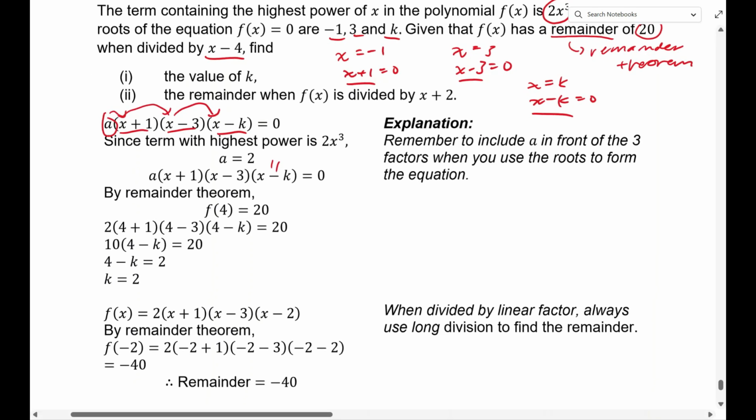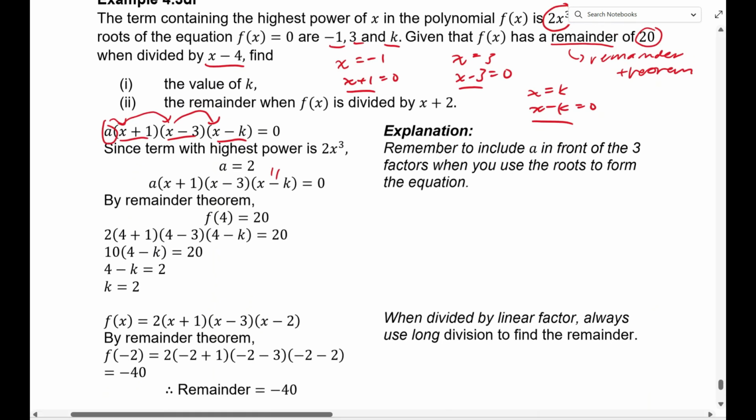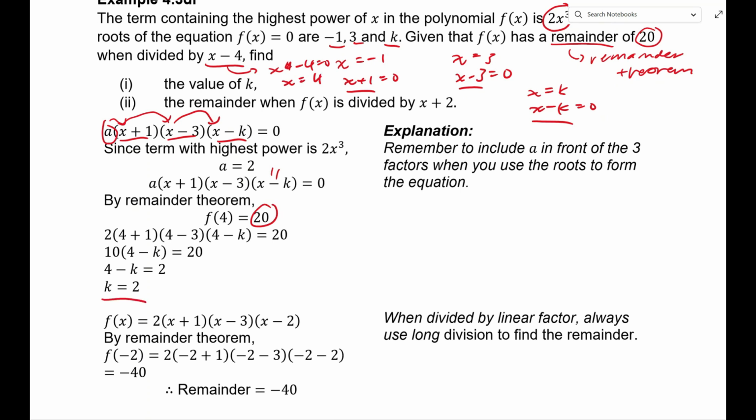And then to find k, you can use remainder theorem. So from x minus 4, you let equals 0. Then you get x equals 4. Then you sub x equals 4 and then equate it to the remainder of 20. And then you will solve for k and then you get k equals 2. So now you sub back your value of k into your f(x). And then this is part 2.